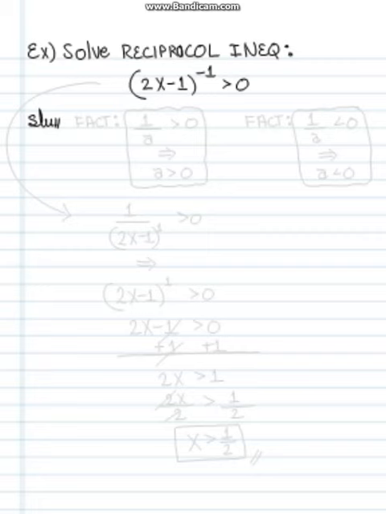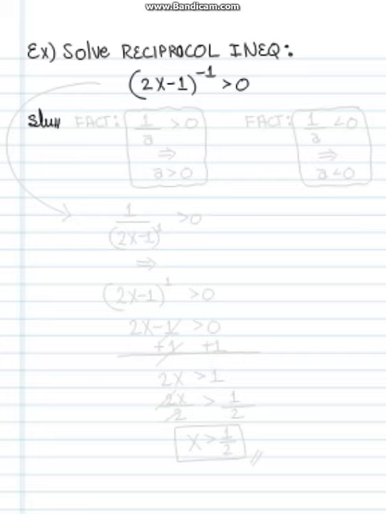We're going to solve these things called, this is called a reciprocal inequality. Now, I have it written as a -1 exponent, but we all know the first step is going to be to rewrite this as 1 over 2x minus 1 to the positive first power. So this is going to be a reciprocal, right? The reciprocal of the expression in the parentheses.